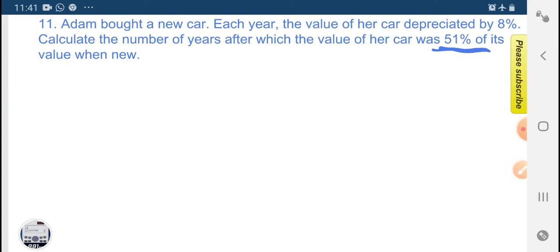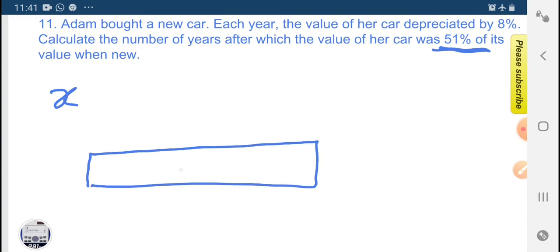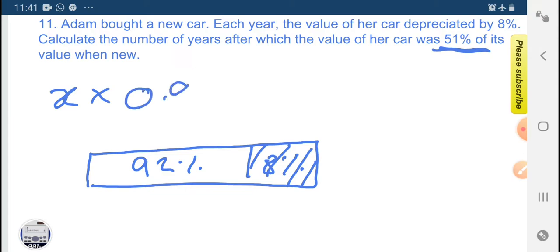So they haven't told us the original value when the car was new. So we'll just call that x, so x pounds. Then it tells us that it depreciated by 8%. So remember, if the original is 100%, it went down by 8%. So that means we've got 92% left. So our decimal multiplier would be 0.92.